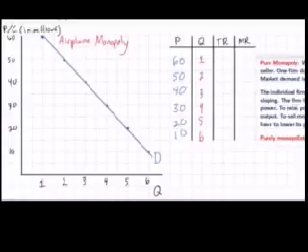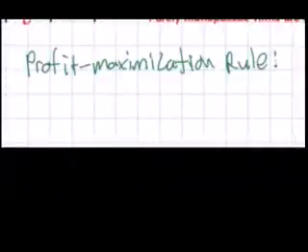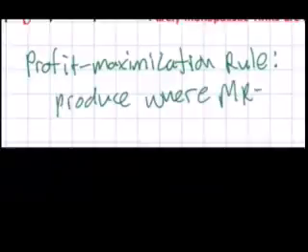So the next question we want to ask is, how will a monopolist know what the profit maximizing quantity to produce at is? Before we can determine where the monopolist should produce, we should review the profit maximization rule learned earlier in the course. In order to maximize profits, a firm should produce where its marginal cost equals the marginal revenue for its product. The profit maximization rule says produce where MR equals MC.